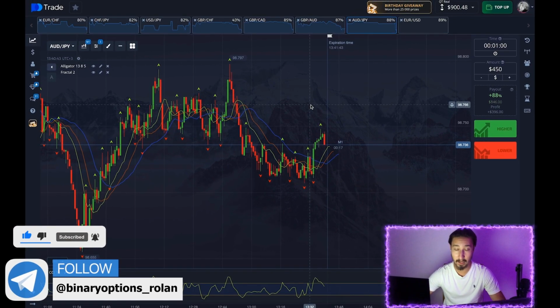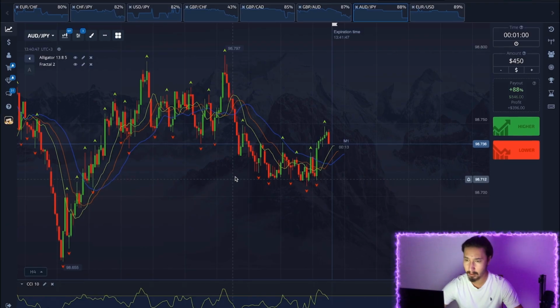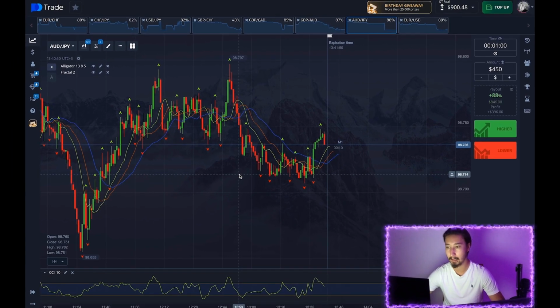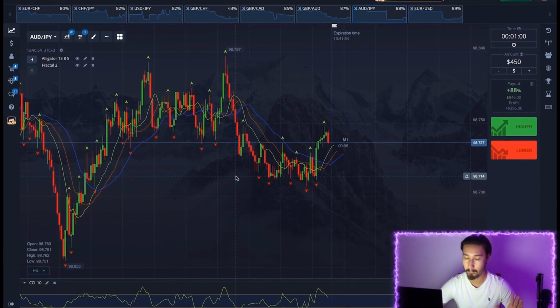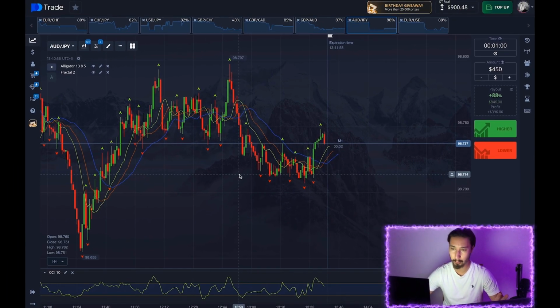Alright guys, for the second strategy we have the following indicators: Alligator and Fractal with absolutely default settings, and CCI oscillator with a period of 10. So let's start with a deal of 450. I don't know what's happening with me today. We will trade on the 1 minute time frame.